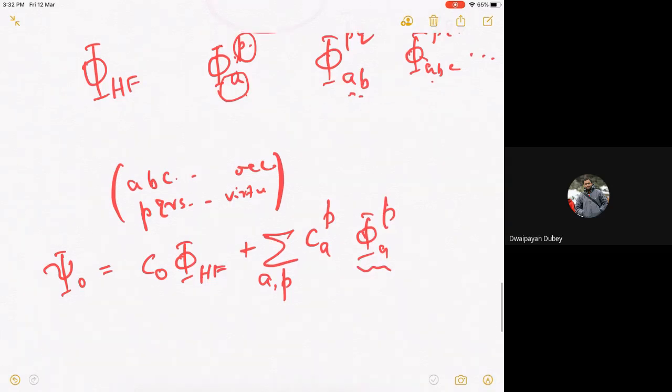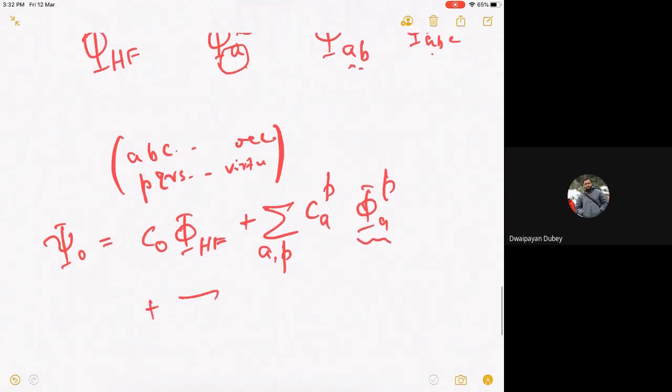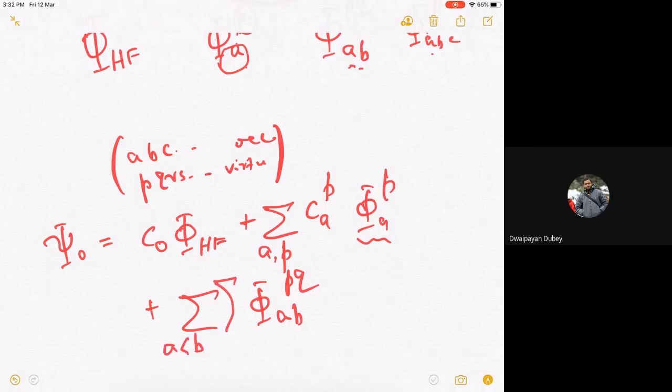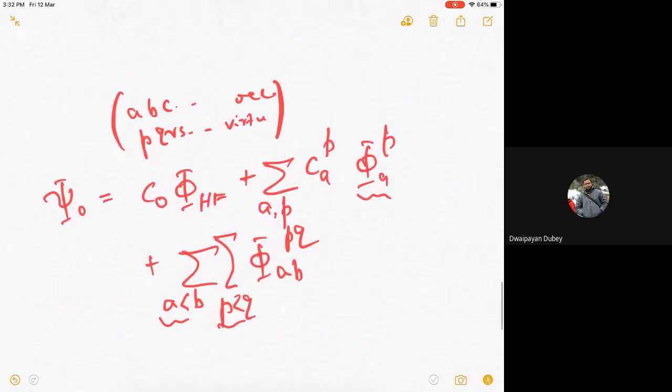These are all determinants. Then I have phi AB, PQ, but all AB, all PQ in this manner, that A less than B, P less than Q. So basically, I am taking pairs of two electrons. I hope this is clear, because A equal to B cannot be true, because obviously these two spin orbitals could never have been the same in the Hartree-Fock itself.